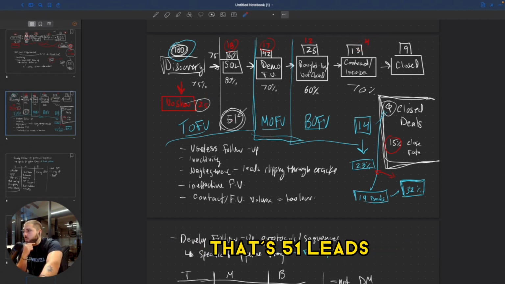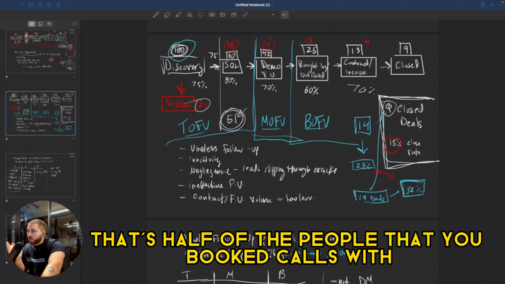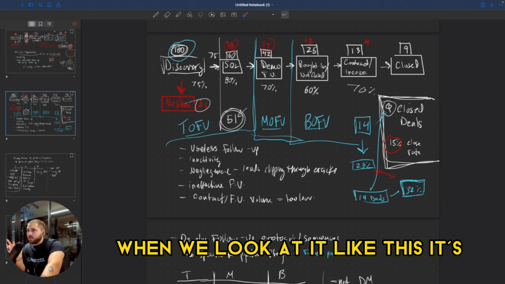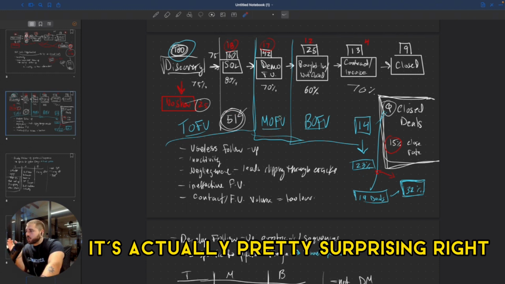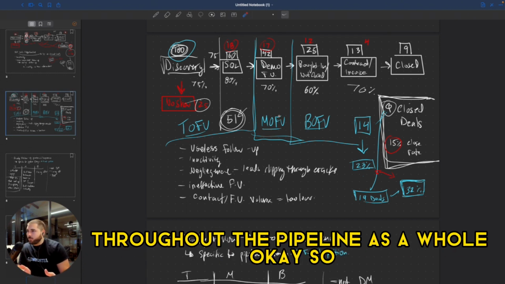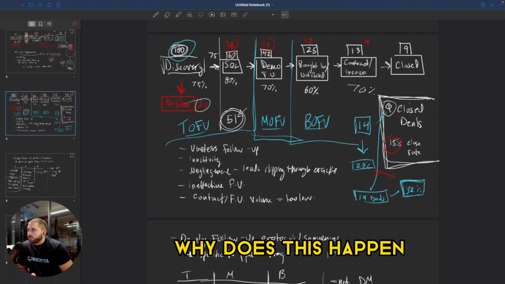And 25 of them didn't show up. That's 51 leads. That's half of the people that you booked calls with. That's a big number, right? When we look at it like this, it's actually pretty surprising. You'd be shocked at how many balls are dropped throughout the pipeline as a whole. So why does this happen?